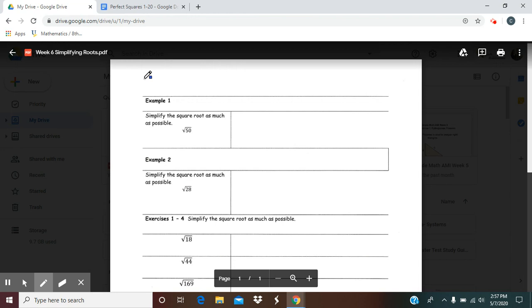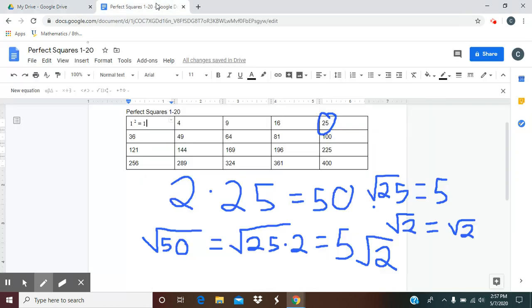So when I come back here, I can write that as 5 square root of 2. So that is where you would leave that problem. I'm going to go ahead and move on to doing example 2 with you. I'll clear ink and we'll do it on that page again.